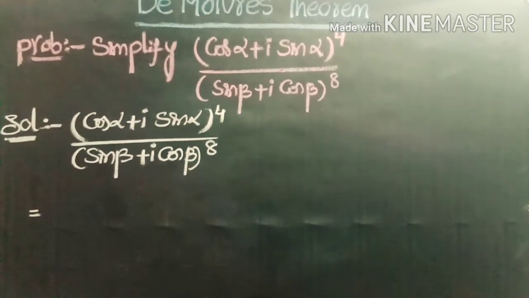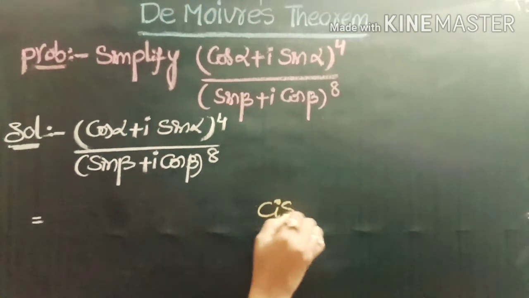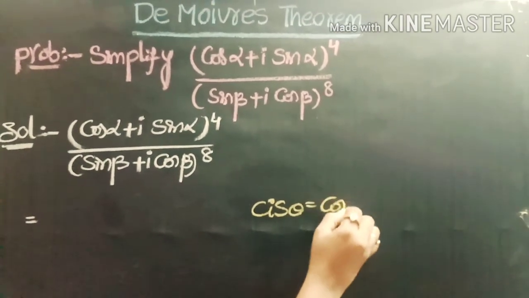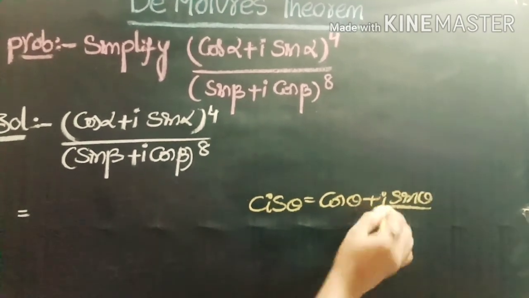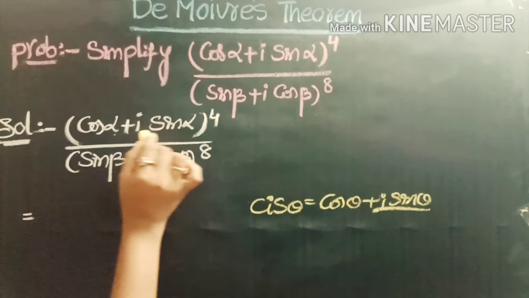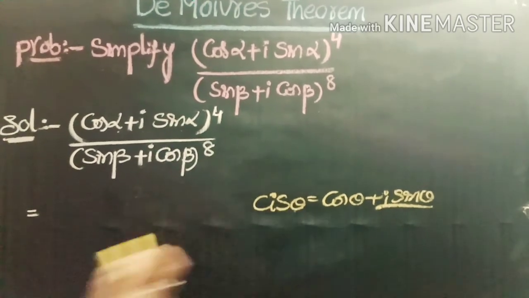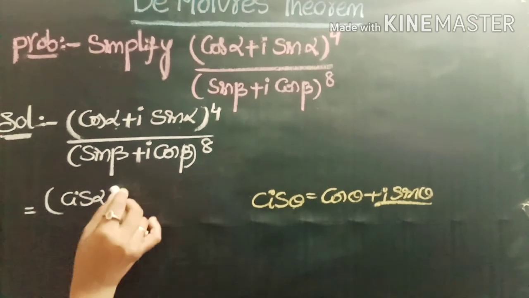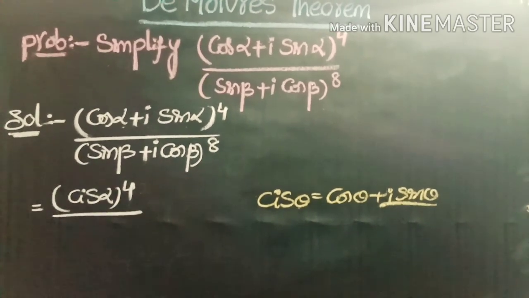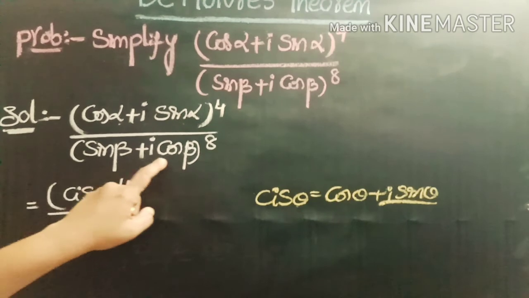We know the formula cis theta is equal to cos theta + i sin theta. This is the formula. Now by using this formula we can take the value of cos alpha + i sin alpha as cis alpha. That is, this value is equal to (cis alpha)^4 whole by, now here this is sin beta + i cos beta.